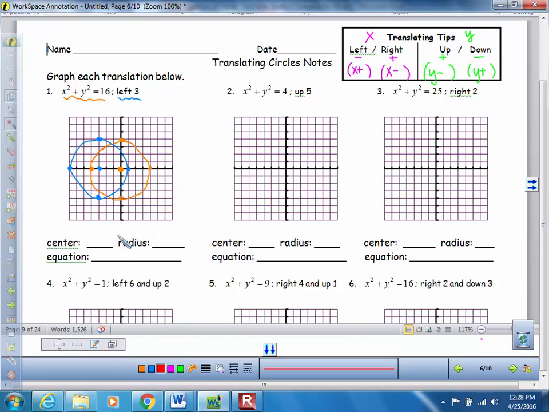Now, we're going to rewrite our radius, our center, and our equation. So the center was 0, 0. We moved it left 3. Is left positive or negative? Negative. So my center would actually be, is left x or y? X. So this would be negative 3, 0 is our new center. Did our radius change? No, it stayed the same. Our radius was 4, it's still 4. And now when we write our equation, only my x values changed because we went left 3. So my new equation would be x, and remember, it's the opposite of this, so it would be x plus 3 squared plus y squared equals 16. Okay, any questions so far?